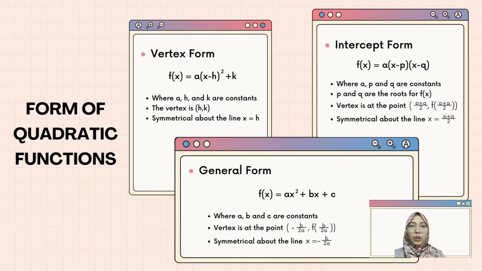In the general form, the quadratic function is written as f(x) equal to ax squared plus bx plus c, while the intercept form is written as f(x) equal to a in bracket x minus p in bracket x minus q. The p and q are roots of the function. The third one is called the vertex form, which is written as f(x) equal to a in bracket x minus h squared plus k, where point (h, k) is the vertex of the function.